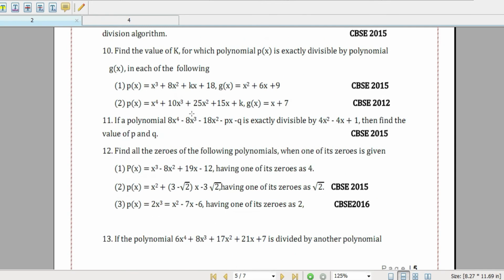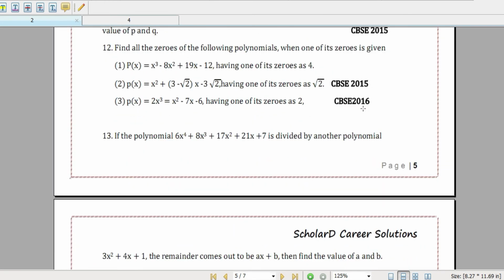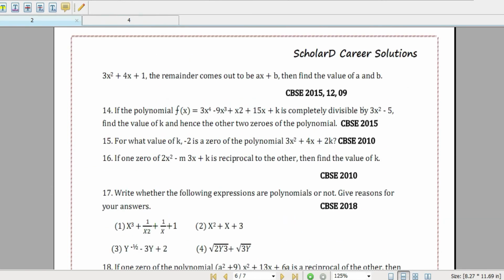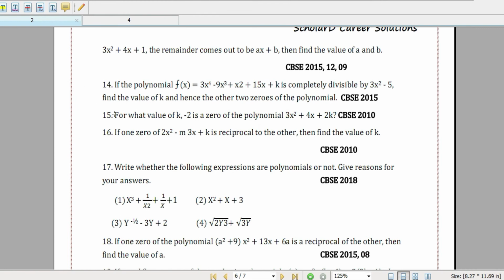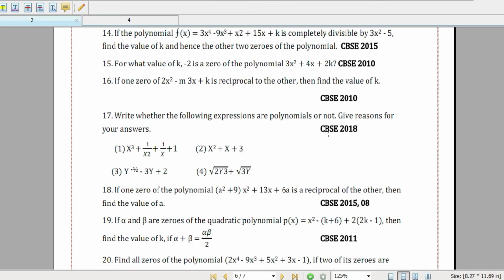Okay. So this is also based on divisibility only. So let's not do that as well. This is also a divisibility question. Okay. Find divided by, yeah, so this is all based on divisibility. For what value of k, minus 2 is a zero of the polynomial, is completely divisible, reciprocal to the other. Okay, so this is an interesting one. So let's solve this one.